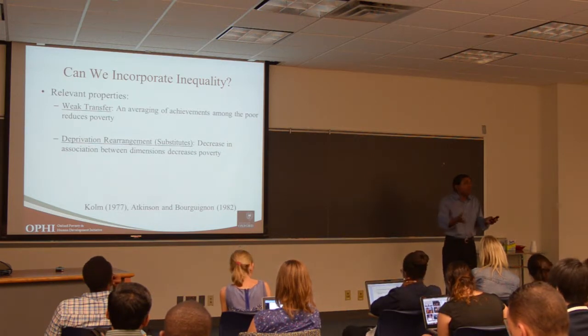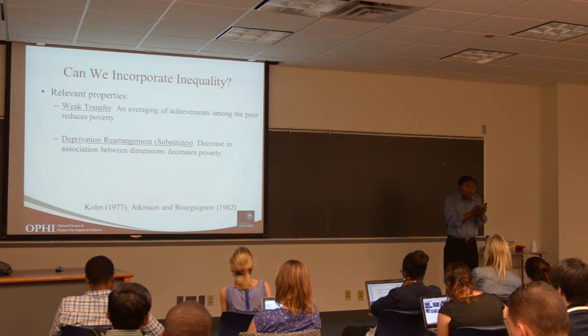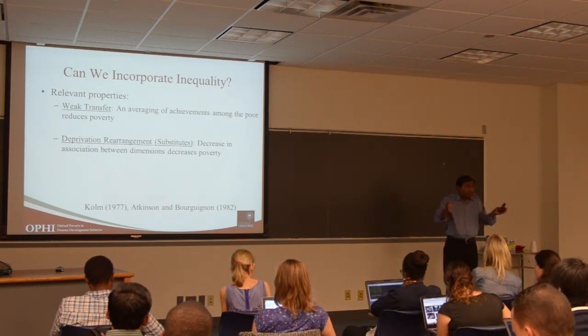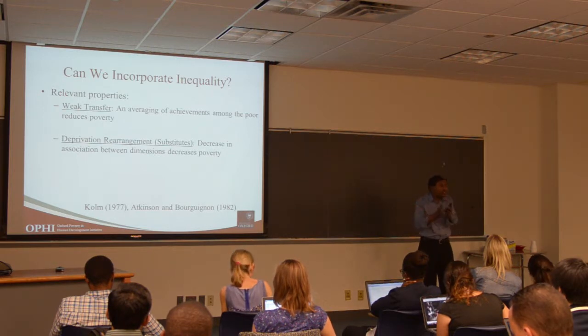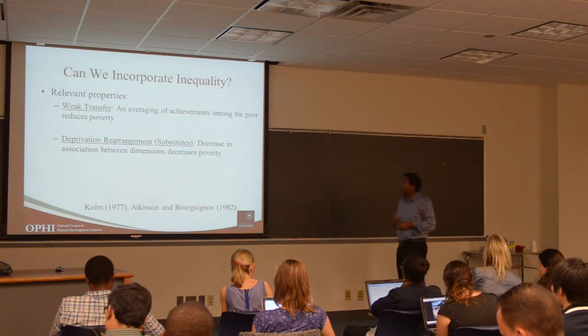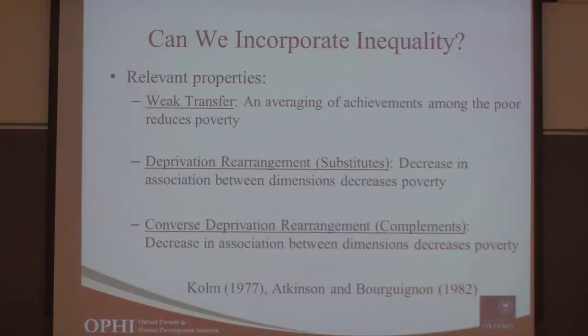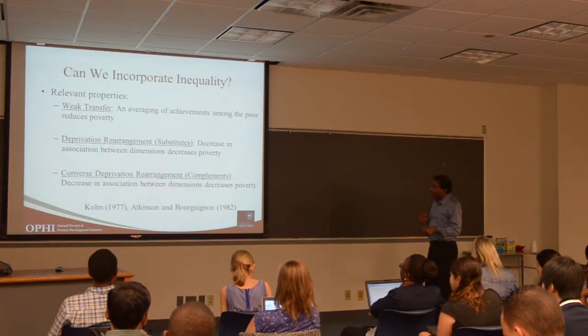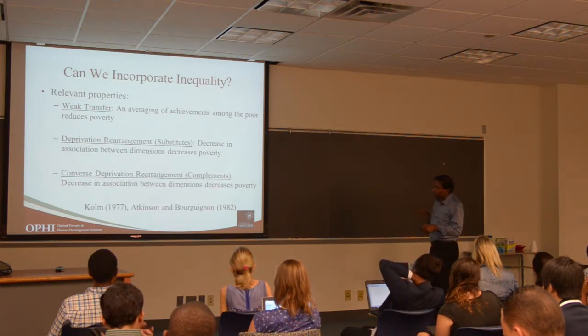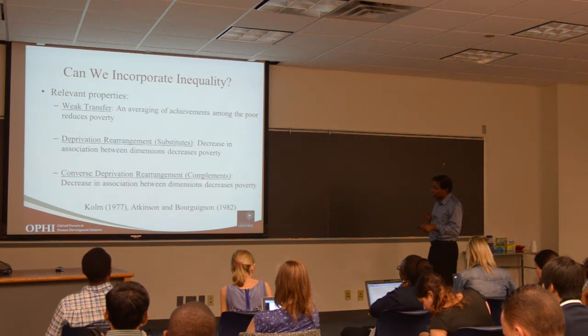One evolves directly from the single-dimensional context, where you have the averaging, related to the averaging of achievements. The other one is related to the association between dimensions. And in principle, in theory, there are two different kinds of sensitivity of poverty to this deprivation rearrangement. One says that decrease in association between dimensions decreases poverty, and the other says that decrease in association between dimensions should actually be increasing. Sorry. So decrease in association between dimensions should increase poverty. I will revise the slide and put up the corrected slide. So please read it as increase.